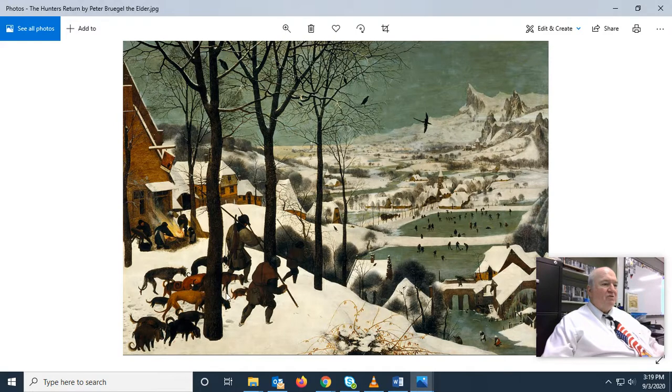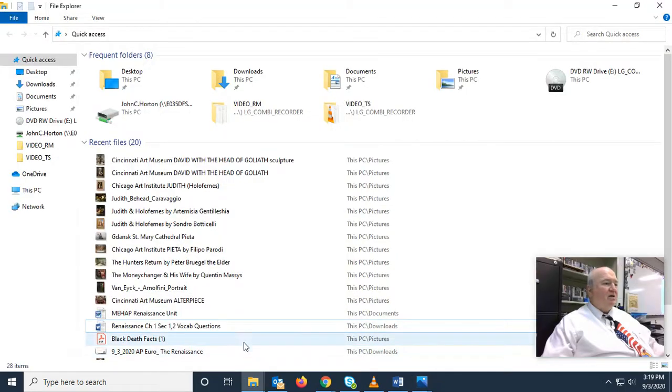You can tell all the dogs are depressed because they didn't catch anything. And of course, people down here skating, if it's available. It is. And this, by the way, was supposed to be in Holland. But that is an example of genre painting, but not the only one. I have others, of course. Let's go here.